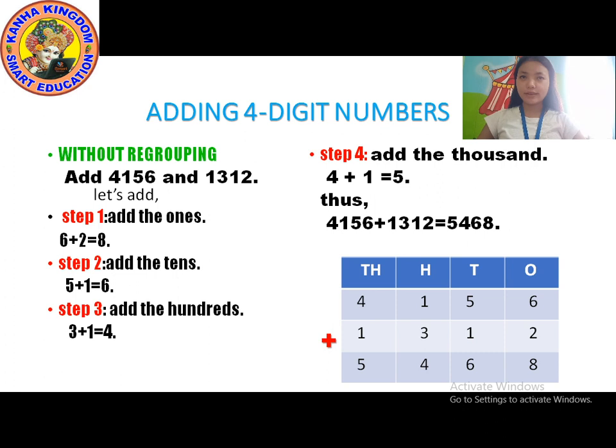Now we are going to learn about adding 4 digit numbers. We are going to learn about adding 4 digit numbers without regrouping.